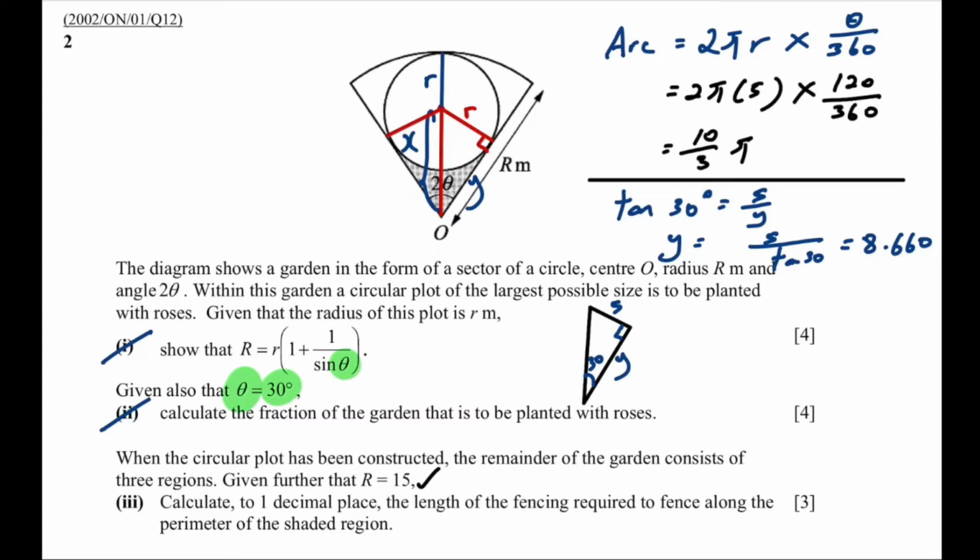Okay, perimeter of the shaded region. So this is 10 over 3 pi. This is 8.66, this is 8.66. This is the perimeter of the shaded region. So the perimeter of the shaded region will be 10 over 3 pi plus 8.66 times 2.